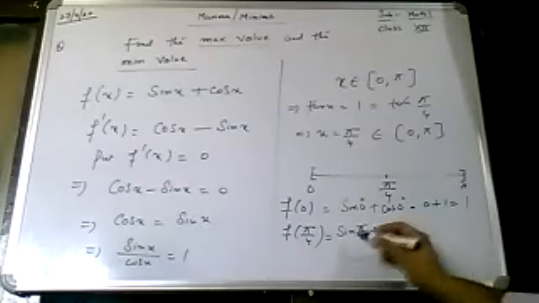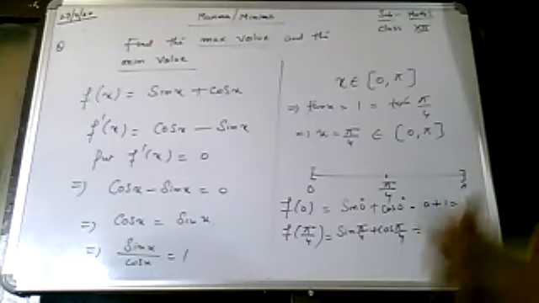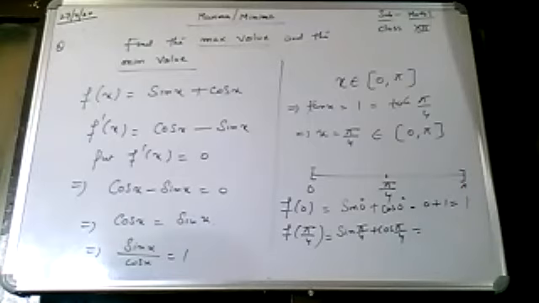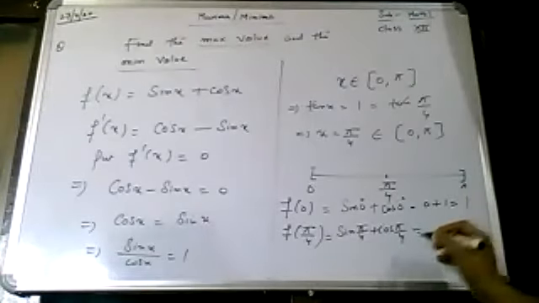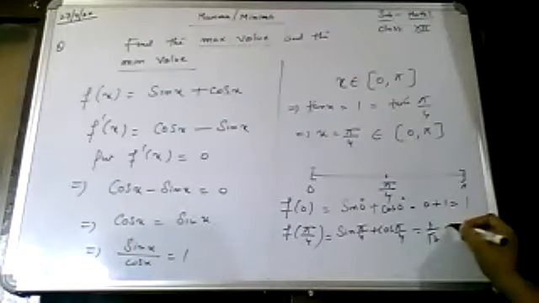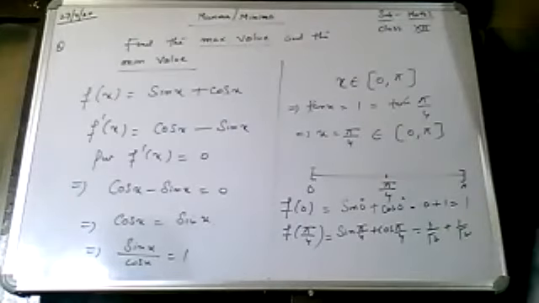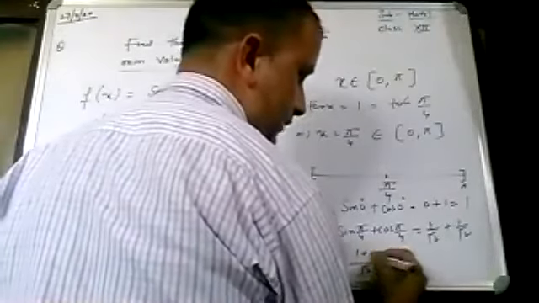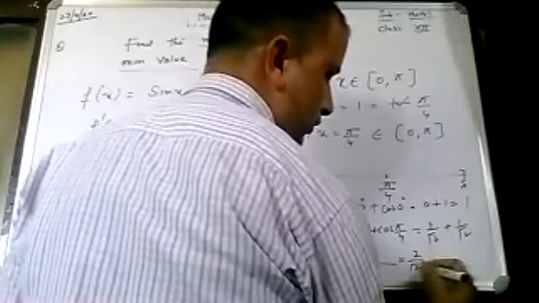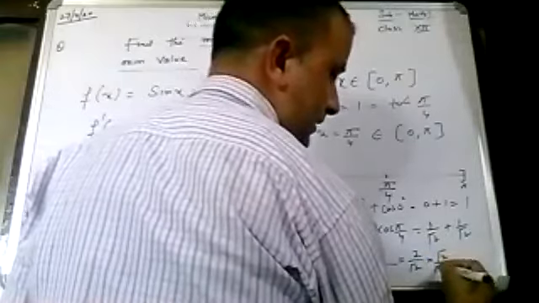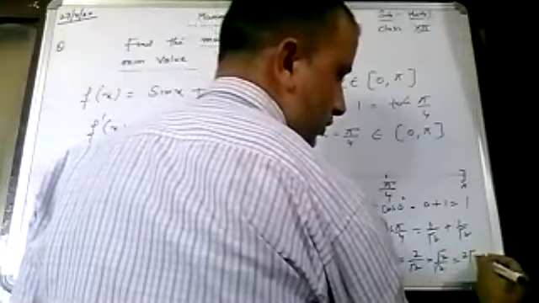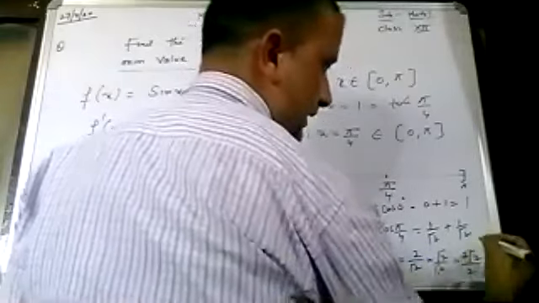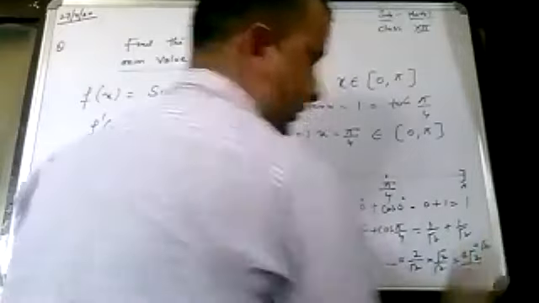So sine and cos, they are equal at only one value, that is pi by 4, 45 degree. That is 1 by under root 2 plus 1 by under root 2. So this is solve karo. Under root 2 is the LCM, 1 plus 1. So this is 2 by under root 2. Multiply karo, rationalize karo. So this is 2 under root 2 divided by 2. So answer is under root 2.